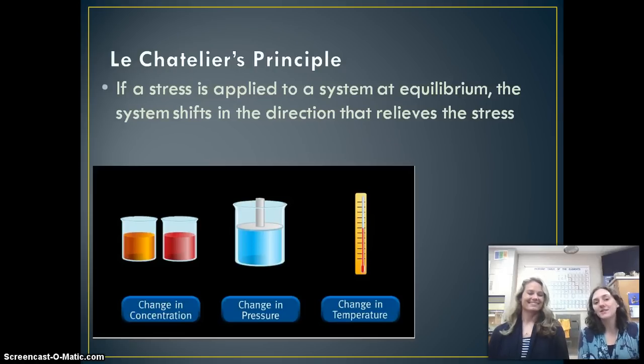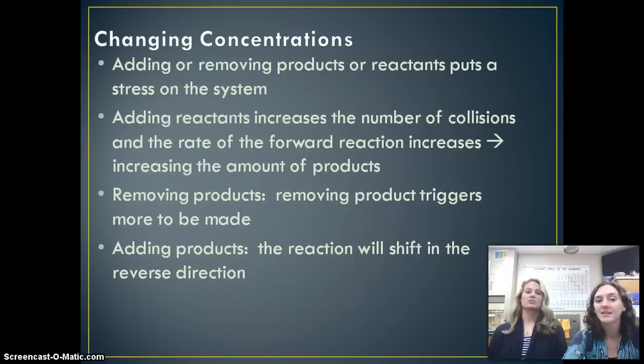You can change the concentrations, you can change the volume or the pressure, and you can change the temperature. All things we've been talking about: pressure, volume, temperature, and concentration. So changing concentration: you're either going to add or remove products or reactants, and that will put a stress on the system.